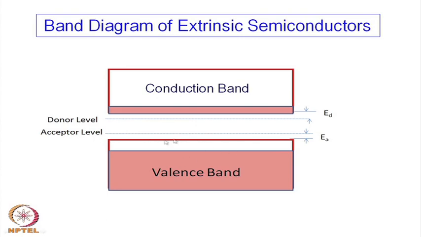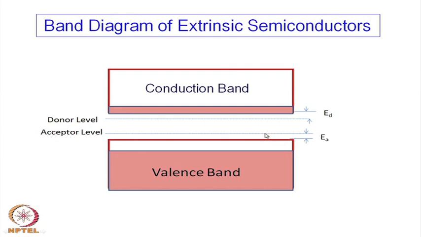So, this becomes the acceptor level, and one can see this energy is quite small compared to the band gap, and even the so-called Fermi energy way up here at the middle of the intrinsic one. But you will see later on, if there is acceptor doping, the Fermi energy actually comes down and lies somewhere in between the top of the valence band and the acceptor level.